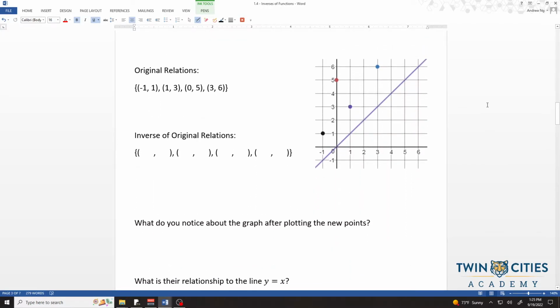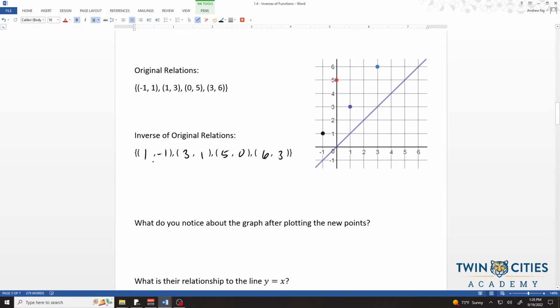All right, well, what about this? Here I've got these points, (-1, 1), (1, 3), (0, 5), (3, 6), and I've plotted them over here. Now I'm going to take these relationships and reverse them. I'm going to find the inverse. So instead of (-1, 1), I simply swap the x and the y, just like I swapped the domain and the range above. And this is going to be (1, -1). Instead of (1, 3), this will be (3, 1). Instead of (0, 5), I've got (5, 0). Instead of (3, 6), this will be (6, 3).